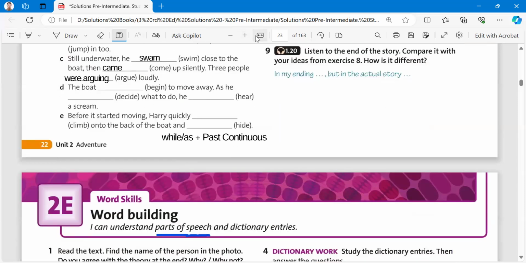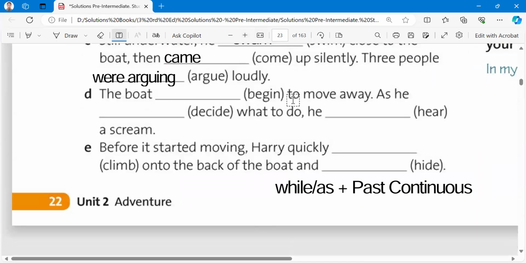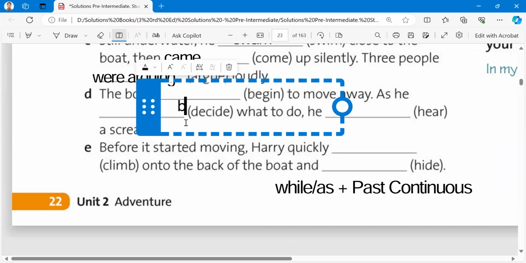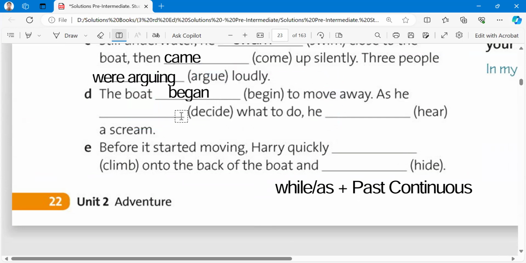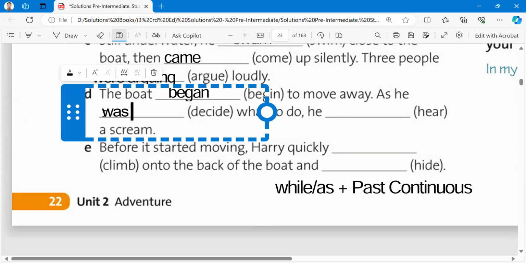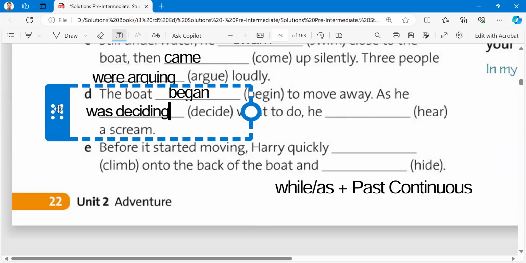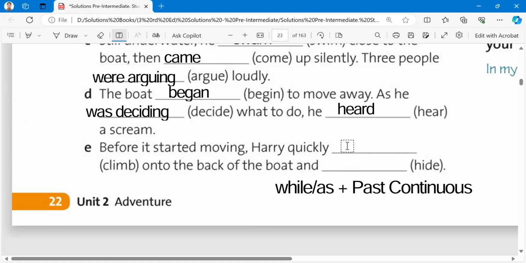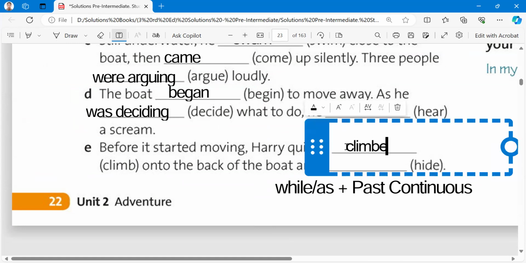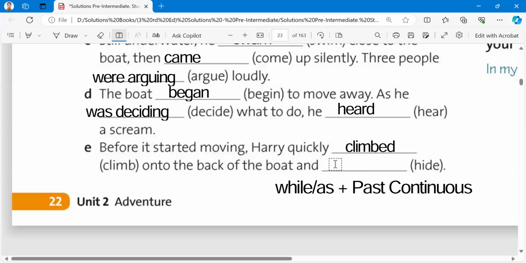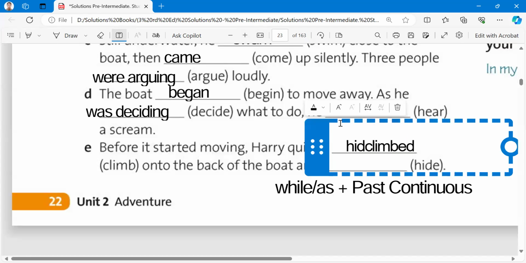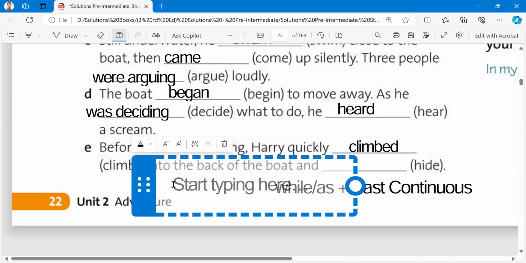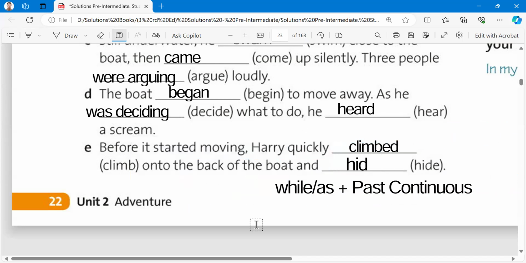The boat, let me zoom in here. The boat began to move away, as he was deciding what to do. He heard a scream. Yeah. Before he started moving, Harry quickly climbed onto the back of the boat and hid. The past simple of this word is hid. It's not hide-ed, hid.